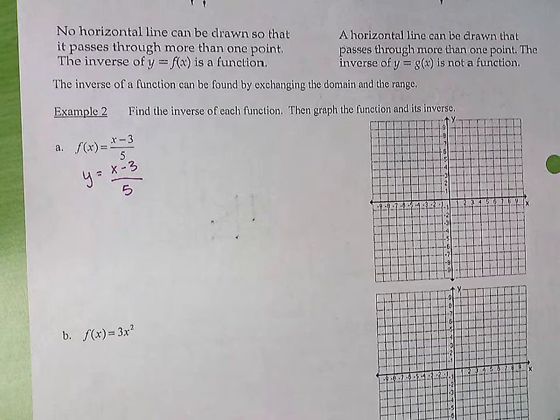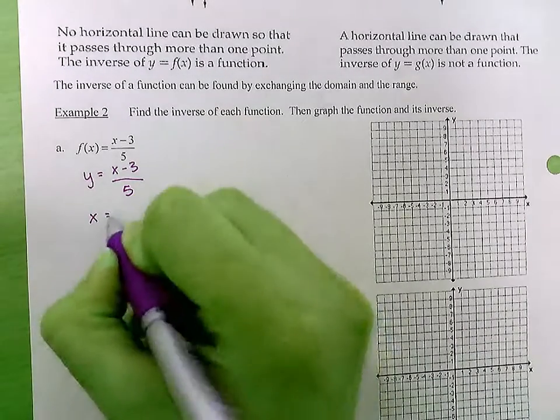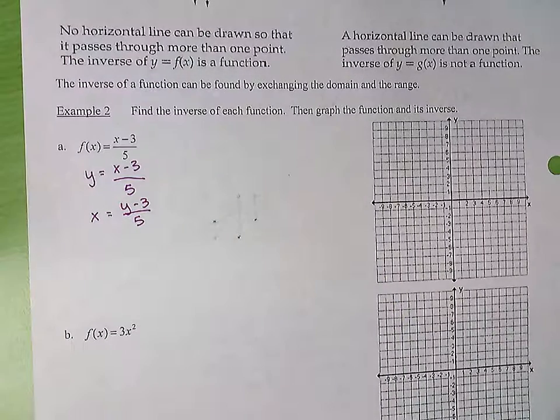Now, like we did with the coordinate points, remember we just flip-flopped x and y to get the inverse. You're going to do the same thing here. So we're just going to change y to x and x to y. And from here I want to just solve for y. So get y by itself on one side of the equation.